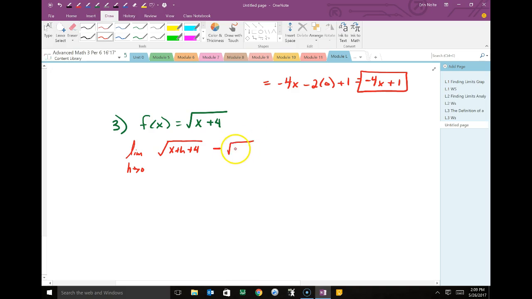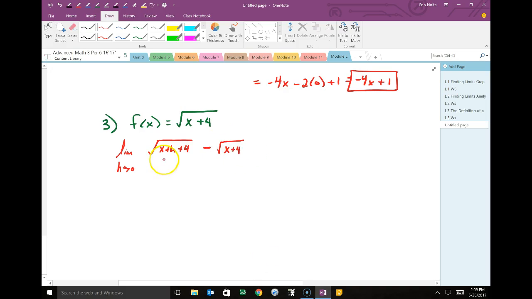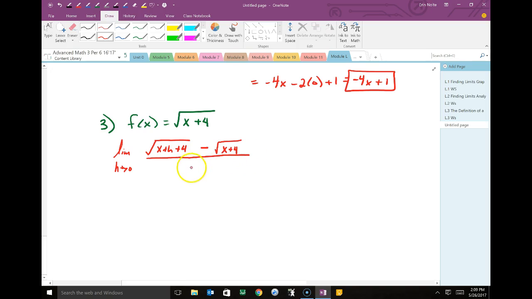Good. Okay, all over h. There's no parentheses here. We can't FOIL stuff. But we did do a problem like this on the worksheet.